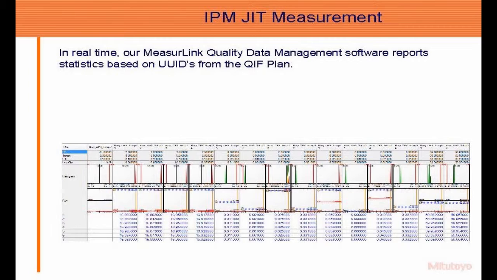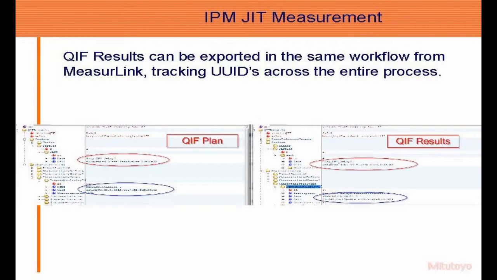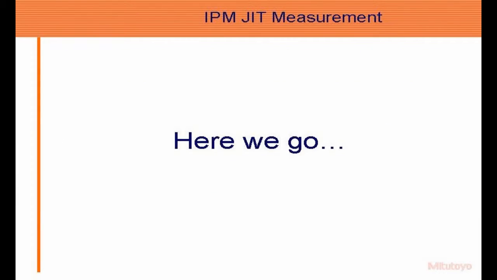Once we perform the measurements, in real time, the quality data management software that we use, called MeasureLink, is going to report out those characteristics based on the UUIDs from the QIF plan, which again got consumed from the AP242 model, and we'll track these UUIDs all across the process. We can show how the QIF plan, as well as the QIF results generated through our software, keep track of all of the UUIDs for uniformity. So here we go. I'm going to make a demonstration of how to do that.